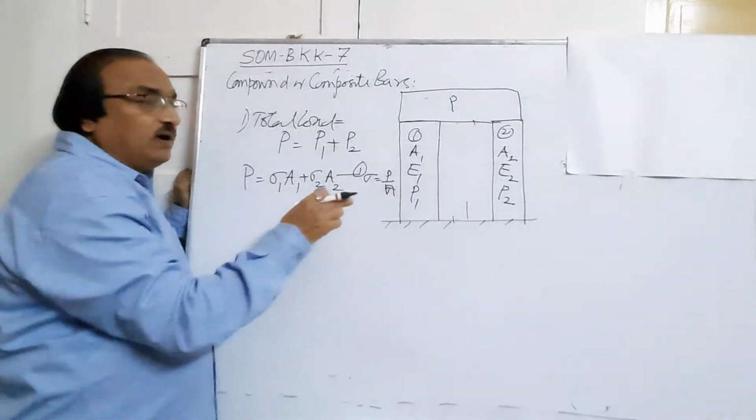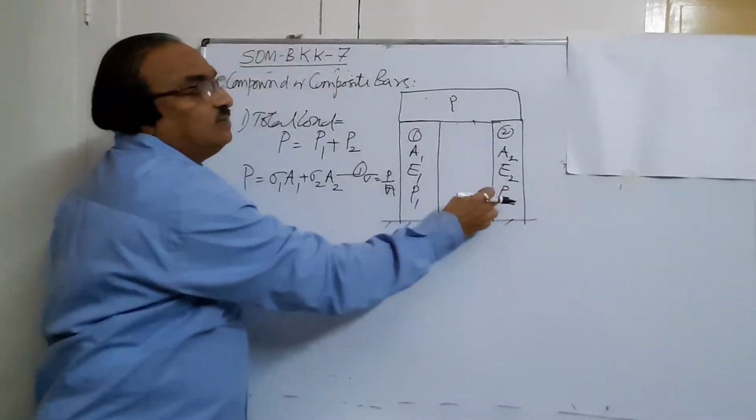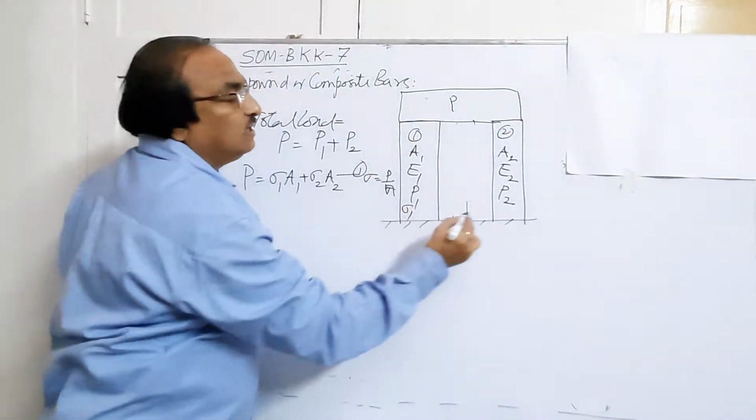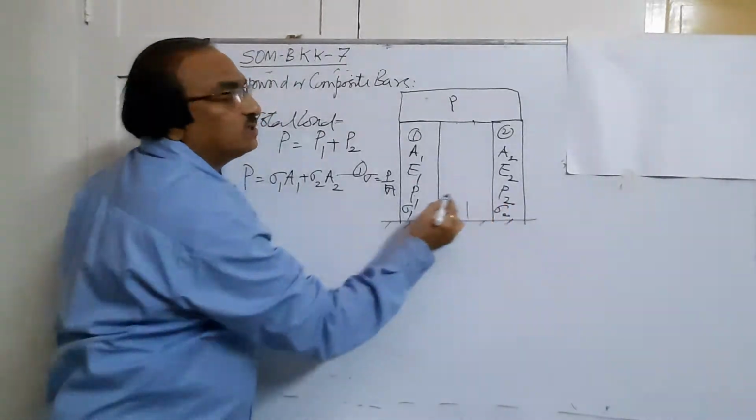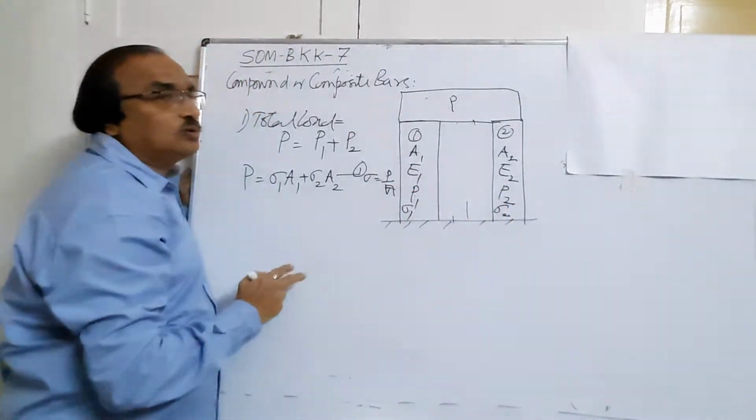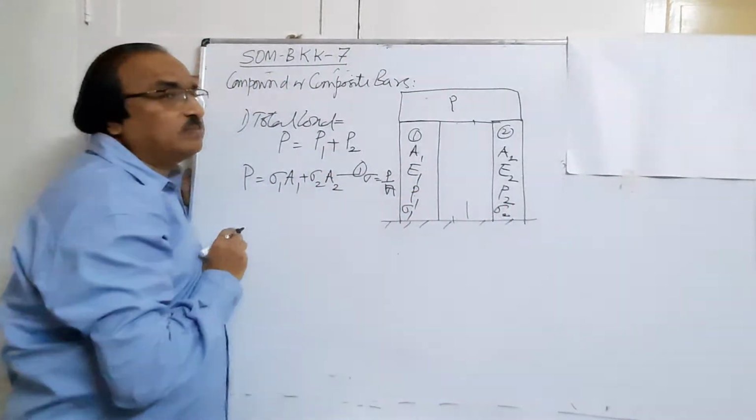Now the aim of ours is to find out the stresses in the members. So how much will be the stress in 1, how much will be the stress in 2. How you can find out stresses? If you know the loads in the members. Now here to know the load, there are two unknowns here. We need two equilibrium conditions.